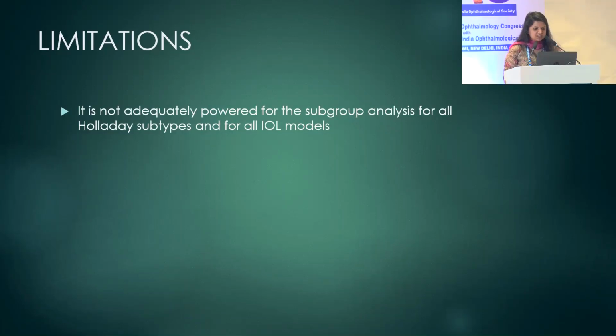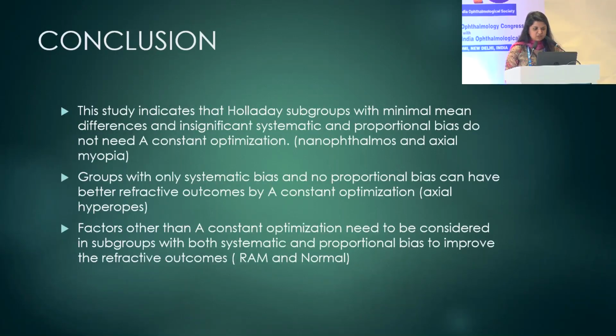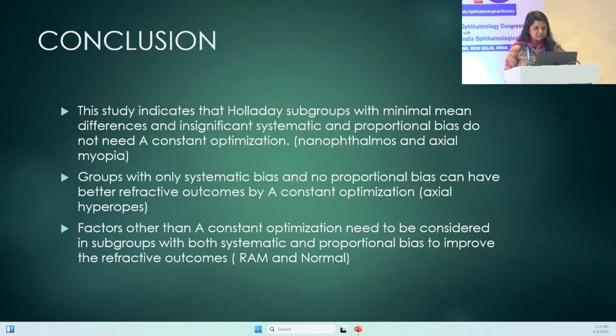So the limitation is it's not adequately powered for the subgroup analysis for all the Holladay subtypes and for all the IOL models. To conclude, the study indicates that Holladay subgroups with minimal mean differences and insignificant systematic and proportional bias do not need A constant optimization, that is in nanophthalmos and axial myopes. Groups with only systematic bias and no proportional bias can have better refractive outcomes by A constant optimization, as in axial hyperopes. And factors other than A constant optimization need to be considered in subgroups with both systematic and proportional bias to improve the refractive outcomes.